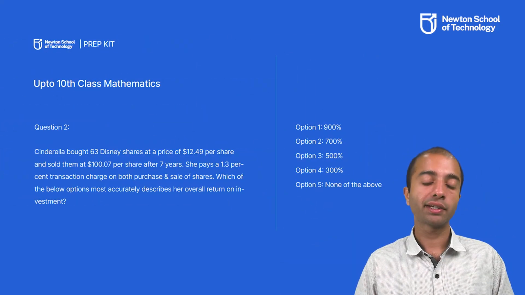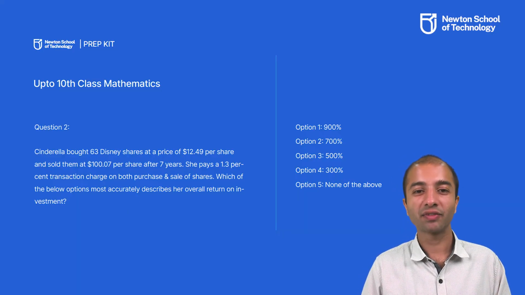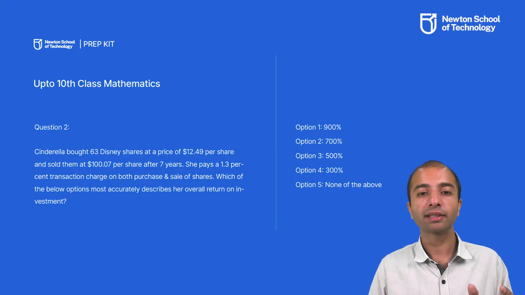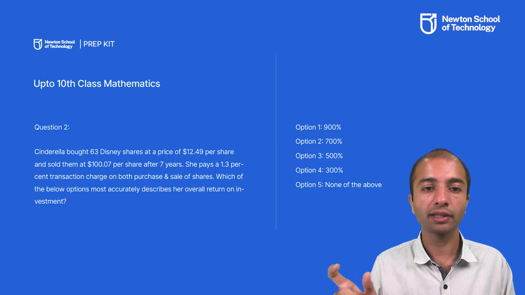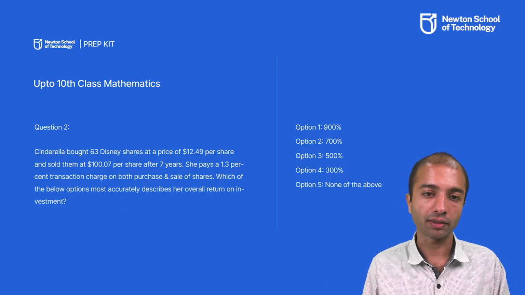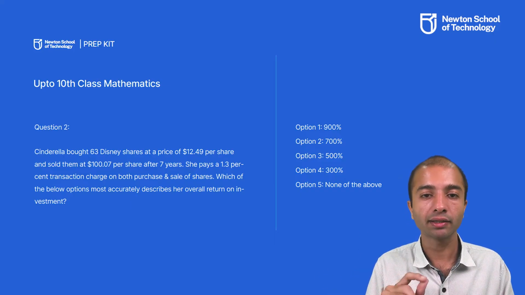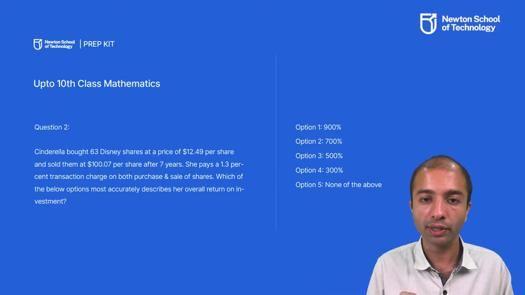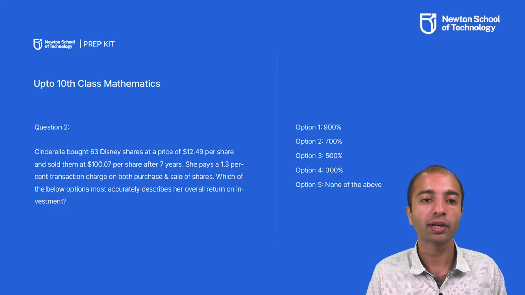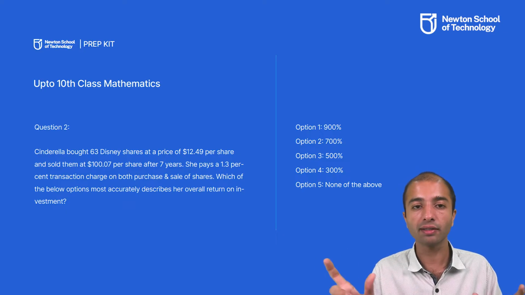In the next question, we are given that Cinderella is buying shares of Disney. She is buying 63 shares, and the buying price is given as 12.49 and the selling price as 100.07. The period of investment is 7 years, and we are also given that at the time of buying and selling there is a transaction charge of 1.3%. So now we have to identify what our overall return on the investment is during this period with this cost price and selling price.